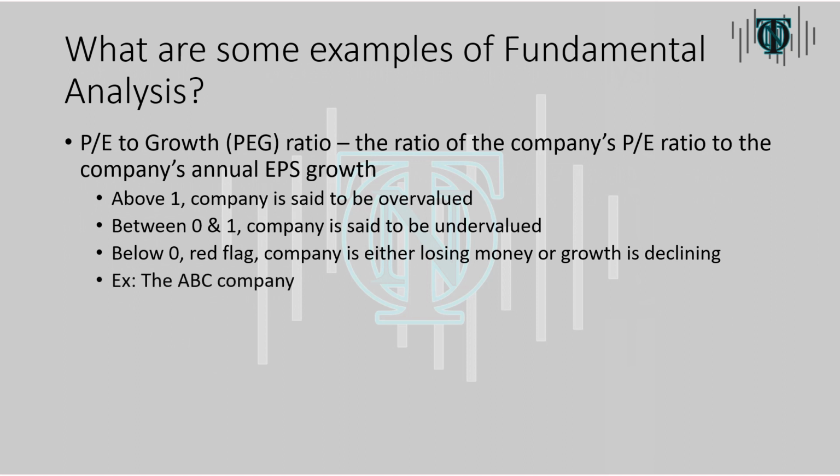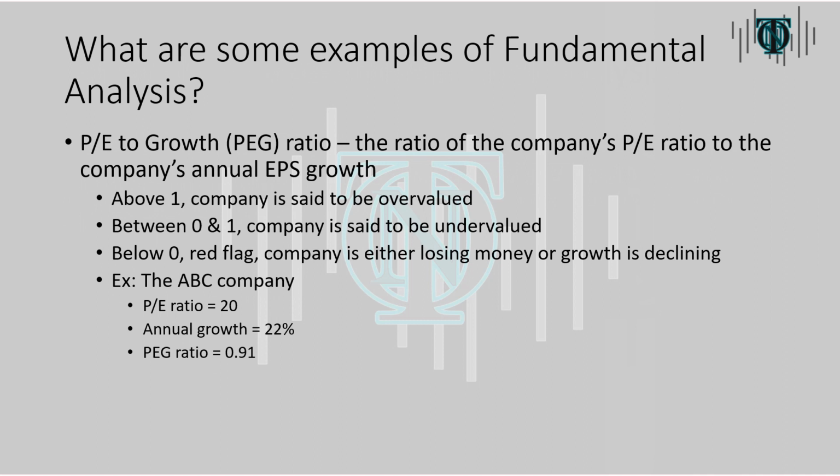Here's an example of the ABC Company. Let's say it has a P/E ratio, which we just discovered previously, that is 20. The annual growth is 22%. If we divide 20 by 22, we get a PEG ratio of 0.91. This means that the company is slightly undervalued.